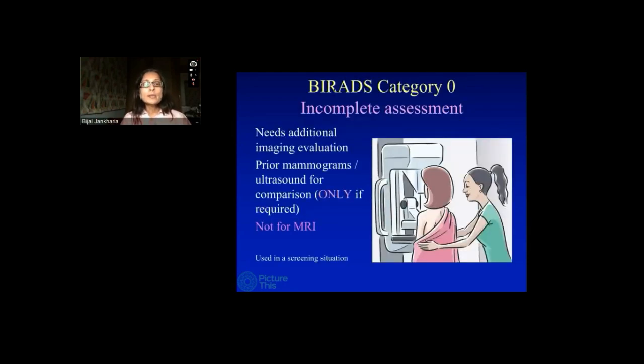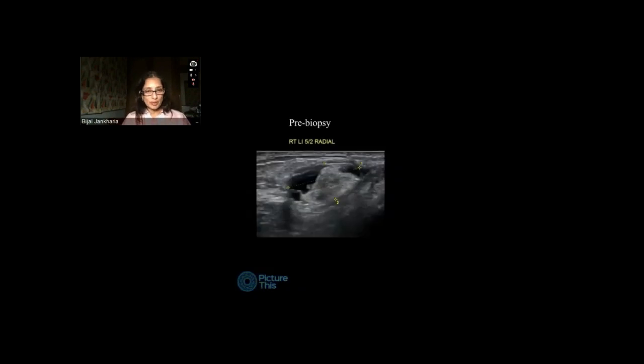When we talk about something as BI-RADS category 0, that means that the assessment is incomplete. And this for ultrasound is rare. It's more commonly used in screening mammo, where we need to go ahead and do probably an ultrasound of the breast. But this lady came to me for a biopsy. She did not really come to me for a BI-RADS category.